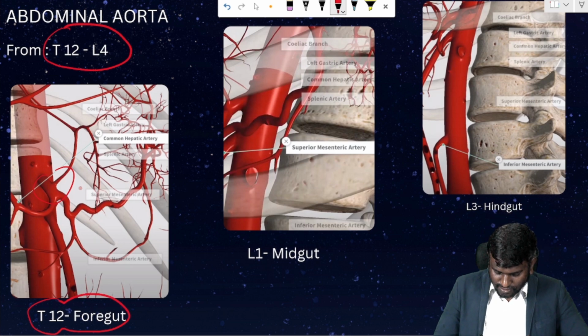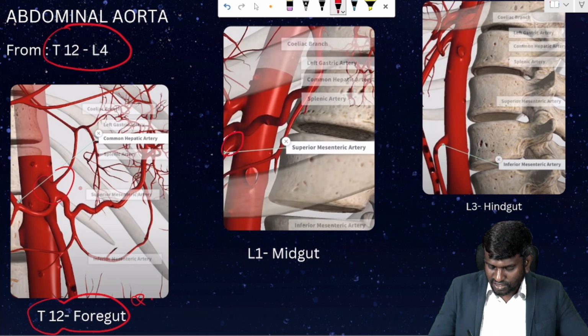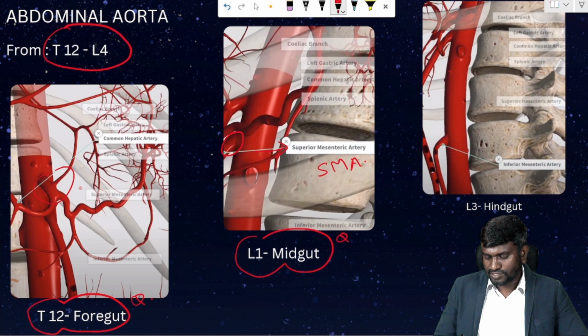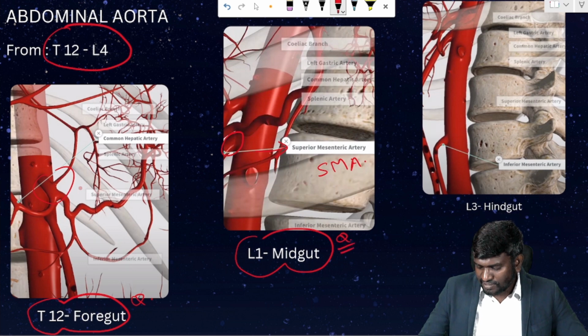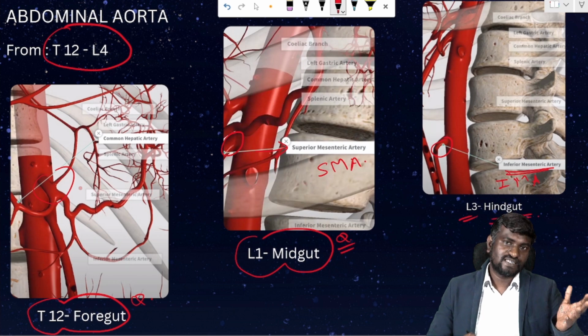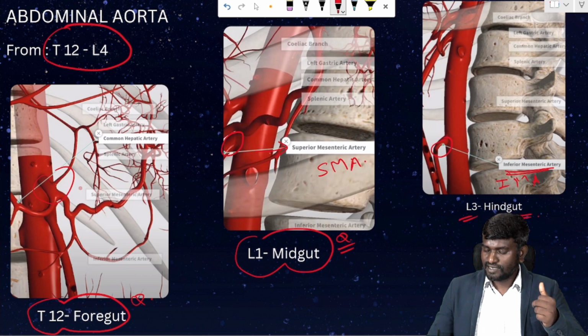Very important question. Next, the structure right over here, just below, this is going to be the superior mesenteric artery, also called SMA. It is going to be at the level of L1 and it is going to supply the midgut. Another question. And here we have the inferior mesenteric artery, which is called IMA, at the level of L3, which is going to supply the hindgut. So please remember celiac trunk, superior mesenteric artery and also inferior mesenteric artery.